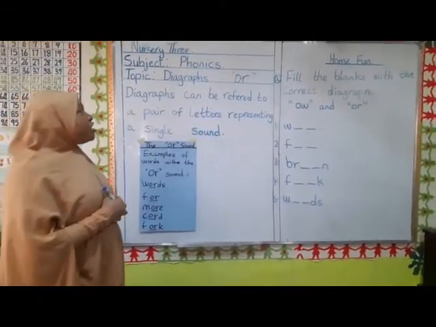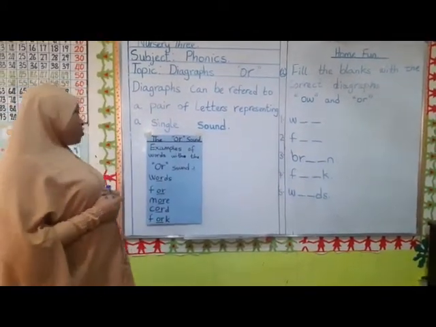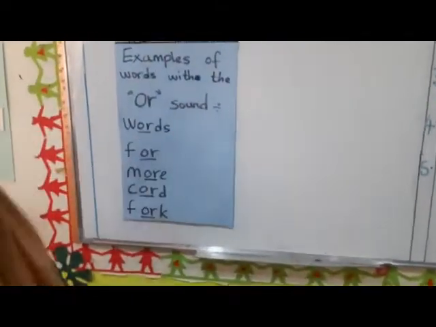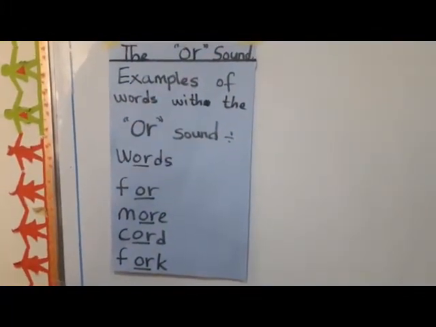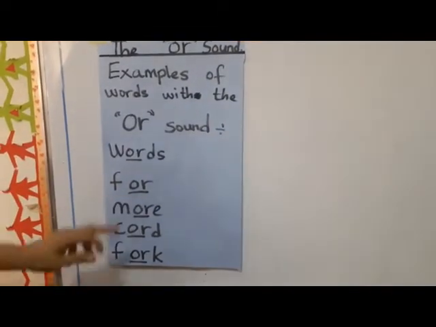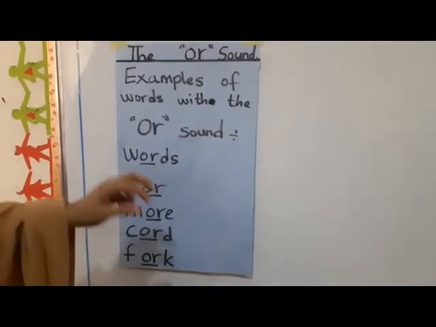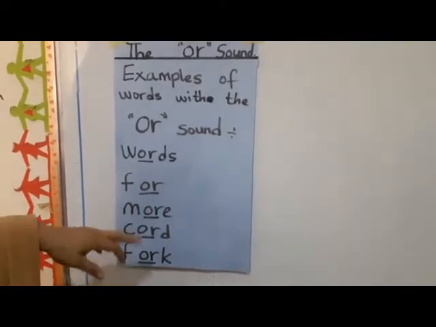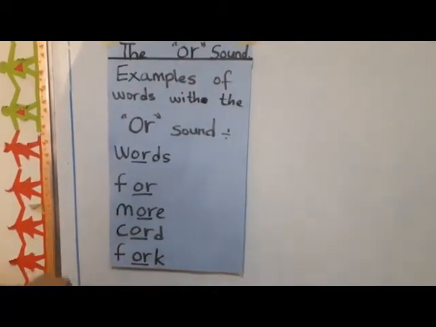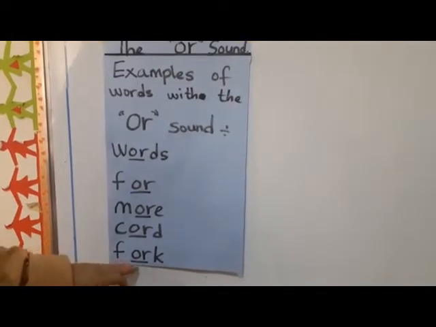Examples of words with this sound. There are so many examples with the R sound. The first example is words. The second example is fur. The third is more. Give me some more chocolate. More. Then you have card. Then the last one is the word fork.